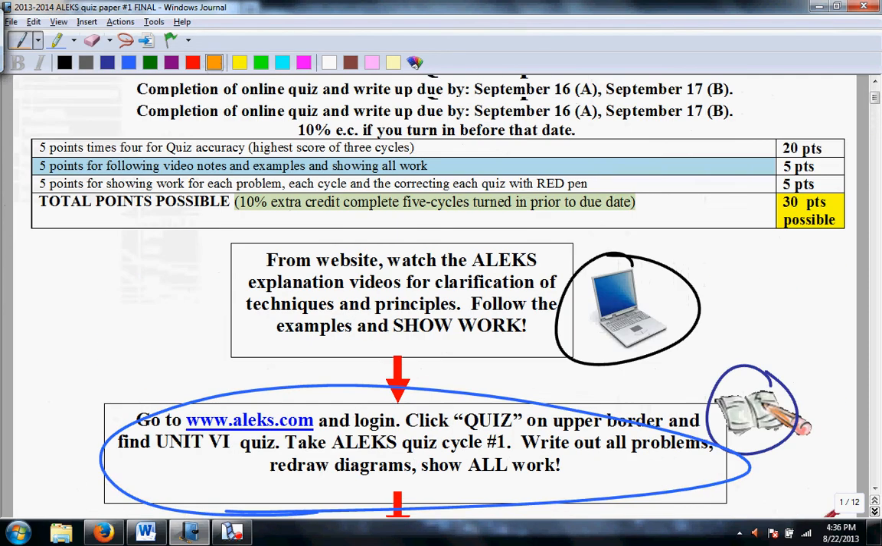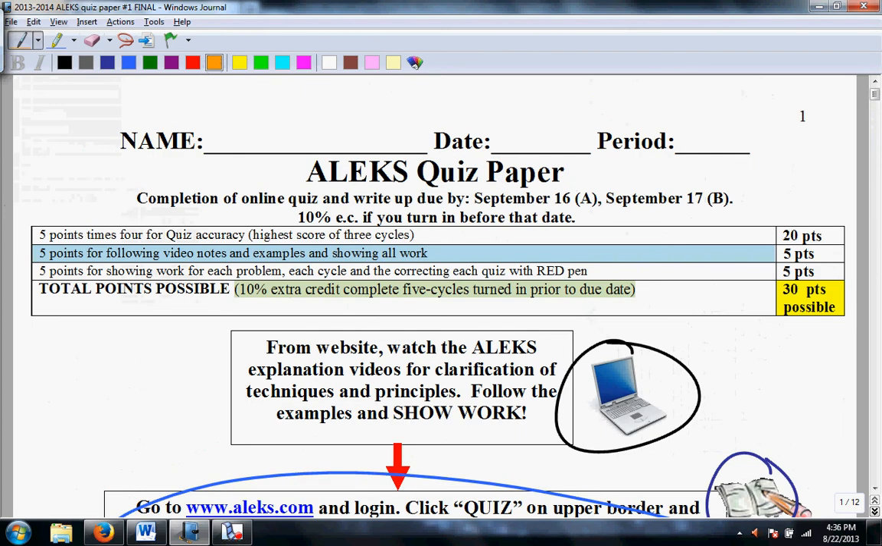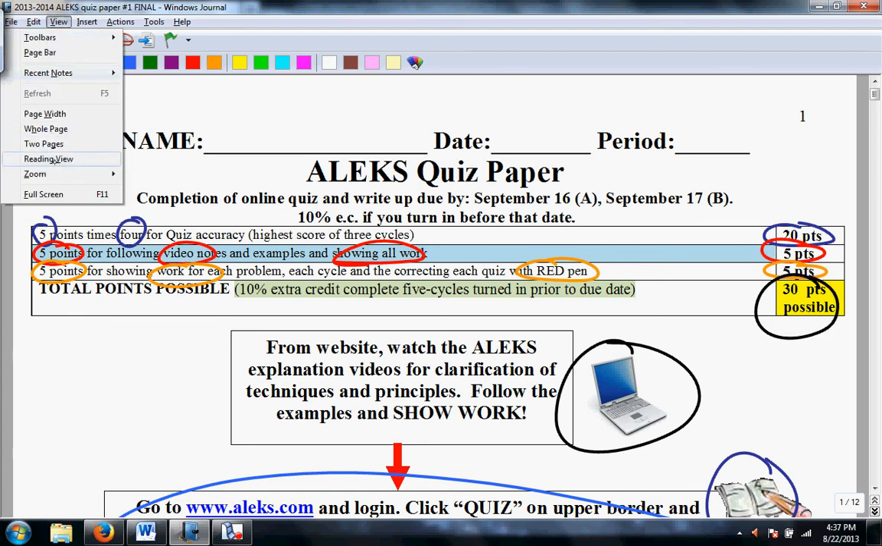Taking a close look at the top, I take the highest score of the 3 cycles out of 5, and I'm going to times by 4, and that's going to be 20 points. Then you get 5 points just for watching this video and showing all your work on this paper. That's 5 points. We're at 25 points so far. Then you get 5 points for showing your work as you do the ALEKS quiz cycles and going back and correcting with red pen. That's for a total of 30 possible points.